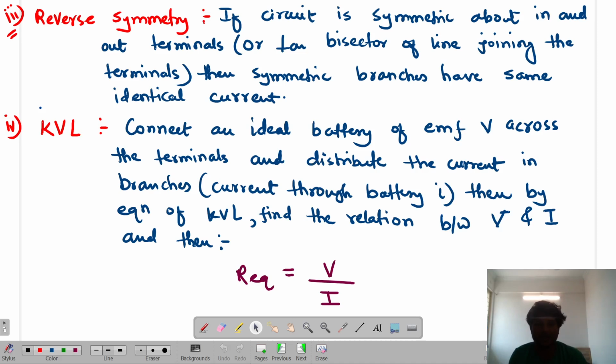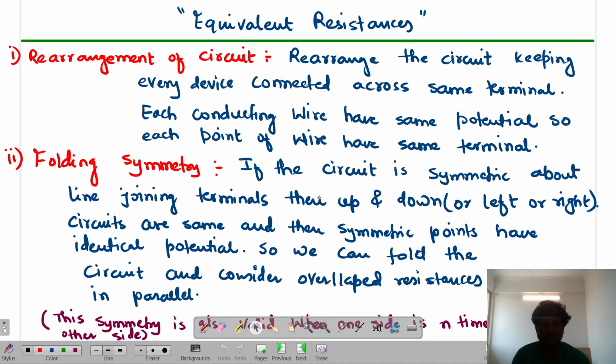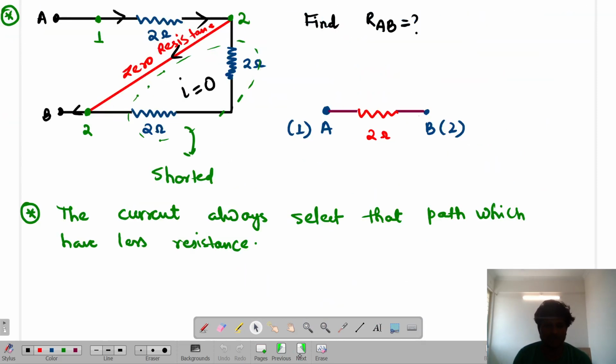If a circuit is symmetric about the in and out terminals or the perpendicular bisector of the line joining the terminals, then the symmetric branches have identical current. Folding symmetry is when the circuit is symmetric about the line joining the terminals, so the up and down circuits are the same, and the symmetric points have identical potential. So we can fold the circuit and consider the overlapping resistance.